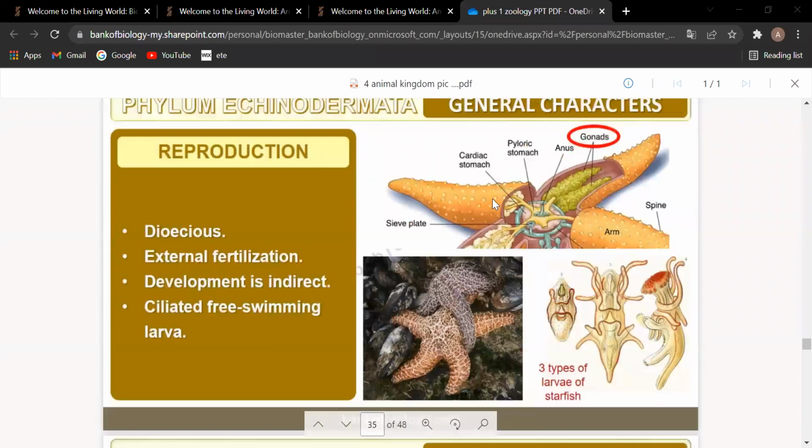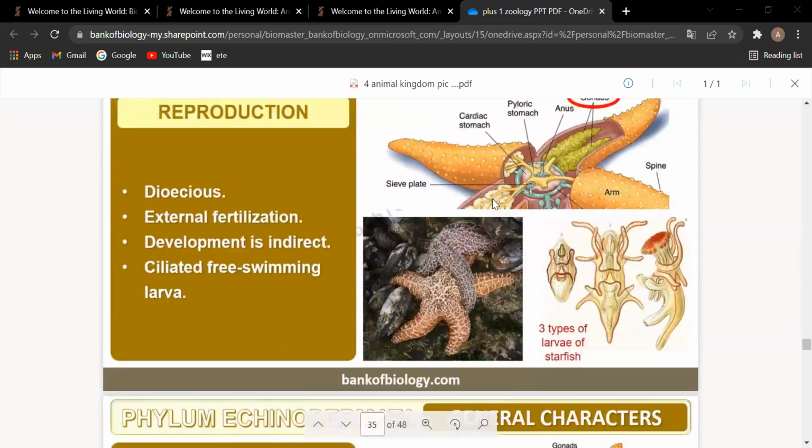Reproduction: dioecious, external, that is, the gametes are going to merge and combine together in the water itself. Development is always indirect. Ciliated free-swimming larvae are found.